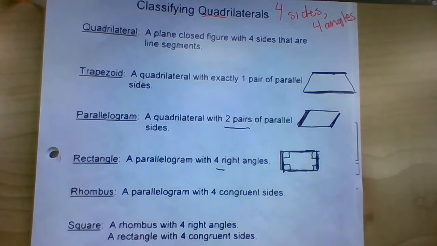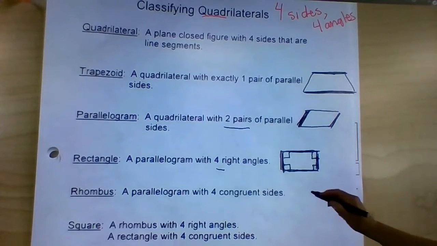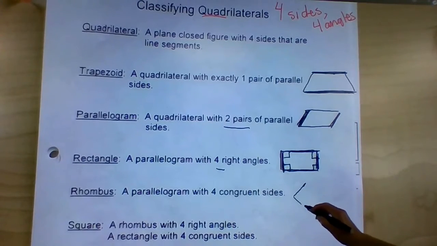Okay, a rhombus. A rhombus is a parallelogram with four congruent sides. So a rhombus can look different, but I'm going to just draw it this way.